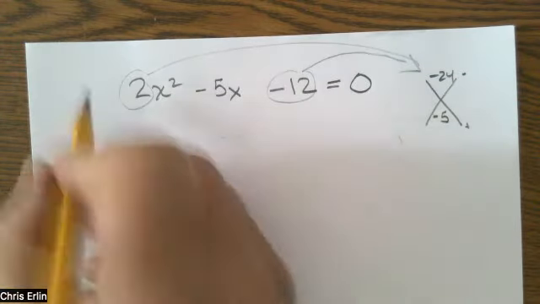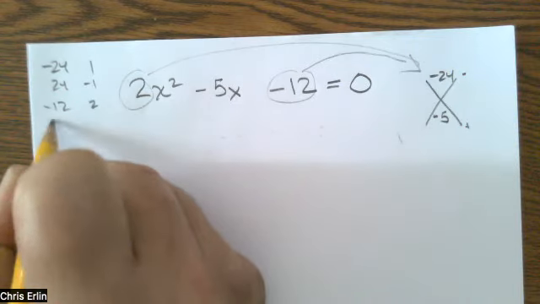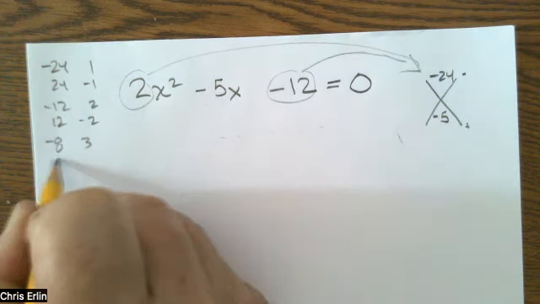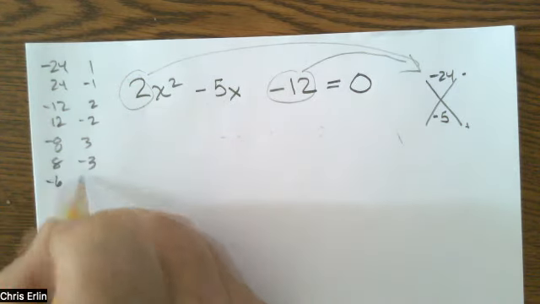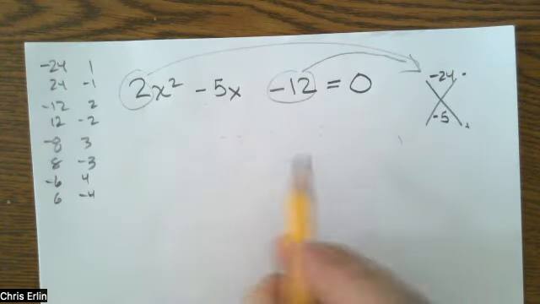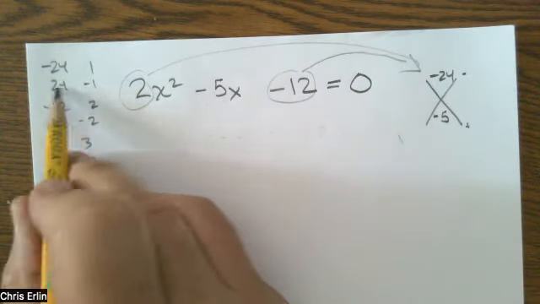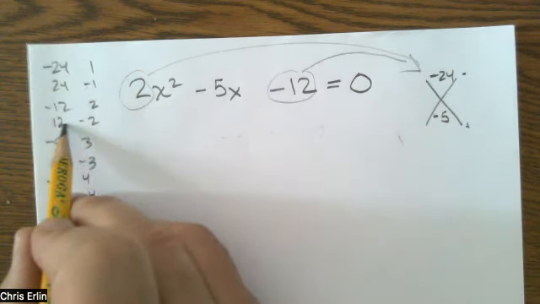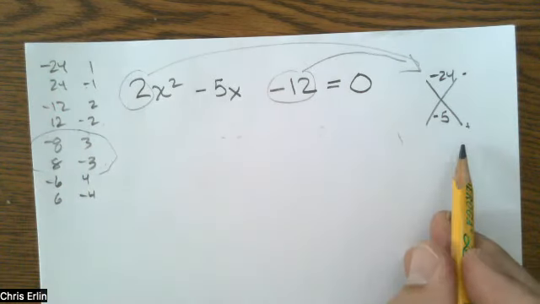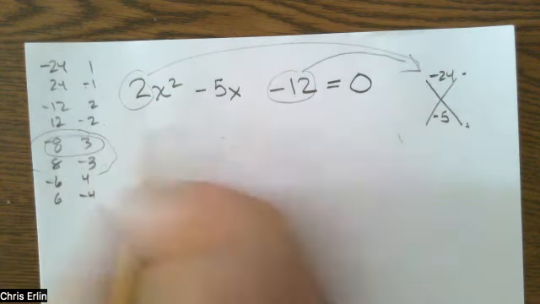So what are my factors of negative 24? Well, negative 24 and 1 and 24 and negative 1. Negative 12 and 2 and 12 and negative 2. Negative 8 and 3. Positive 8 and negative 3. Negative 6 and 4. Positive 6 and negative 4. Okay, we're back. I'm looking for a difference of negative 5. Again, because one's positive, one negative, I'm subtracting. 24 minus 1 is 23, 10, 5. Okay, so it's in this realm. It's in the 5s. I want a negative 5, so I'm going to choose the negative 8 and the positive 3. And I'm just going to rewrite this expression.